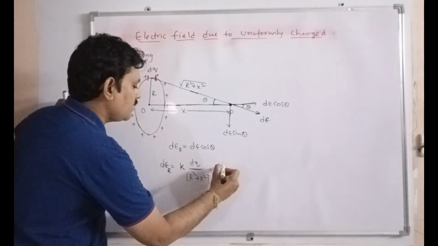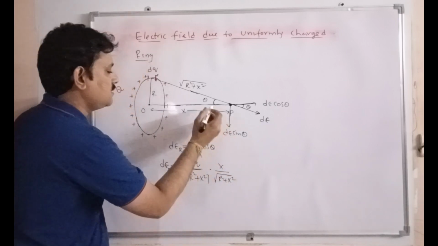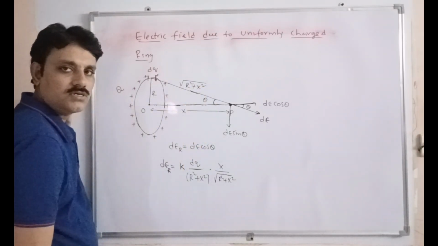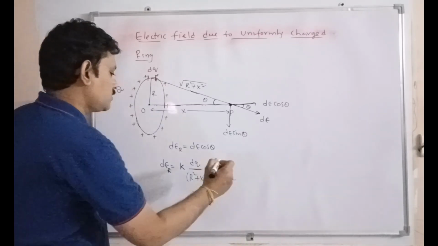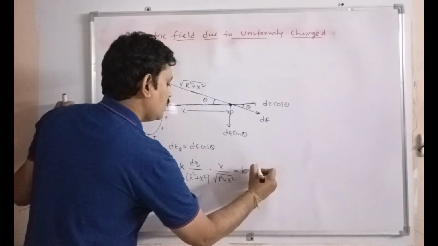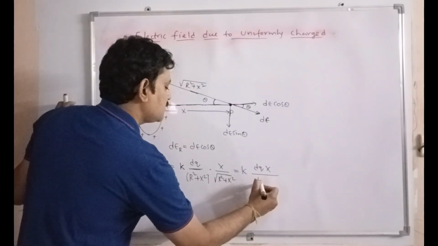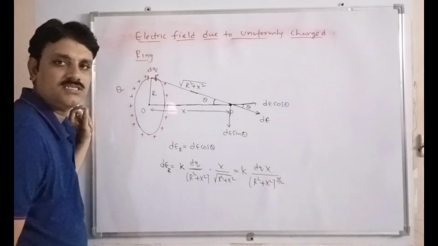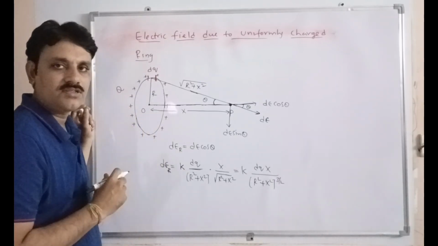Cos theta is equal to x by root of r square plus x square. See, in this triangle, cos theta is equal to adjacent side by hypotenuse, so that is x by root of r square plus x square. So finally, dE_R is equal to k into dq into x by r square plus x square whole power 3 by 2. This is dE_R, that means the small electric field due to the charge dq.